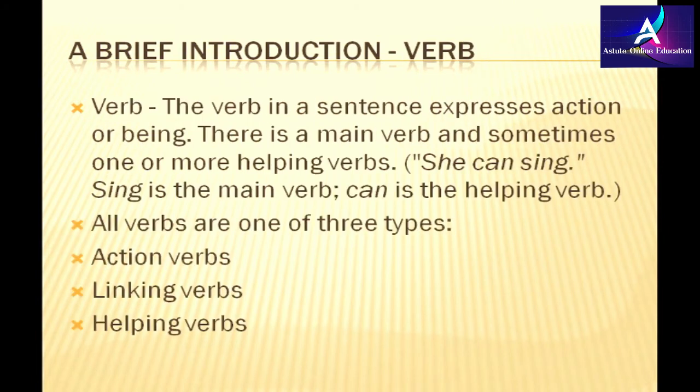So what do we know about verbs? The verb in a sentence expresses action or being. She can sing. Sing is the main verb and can is the helping verb. All verbs are one of 3 types: action verbs, linking verbs and helping verbs. If a noun was the first word you ever spoke, like mama, a verb was to follow that. Mama, come to me.